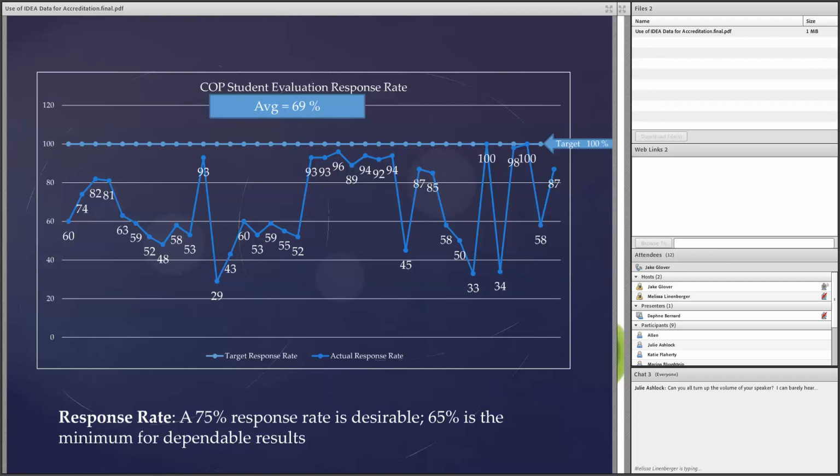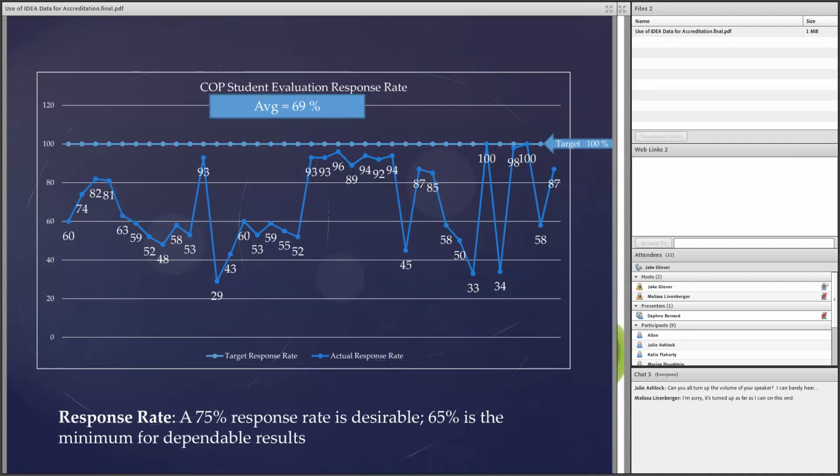This next slide simply speaks to how reliable the evidence is. As you know, ideally, we have a response rate that is at least 65% to get dependable results. So if you look at the top, we have some work to do in that area. We have a couple of classes that actually did meet the target. This is a response rate within the class.